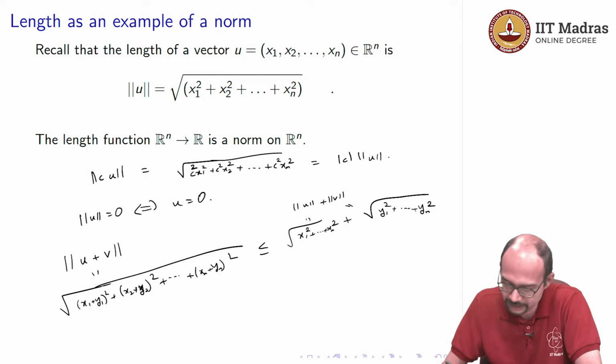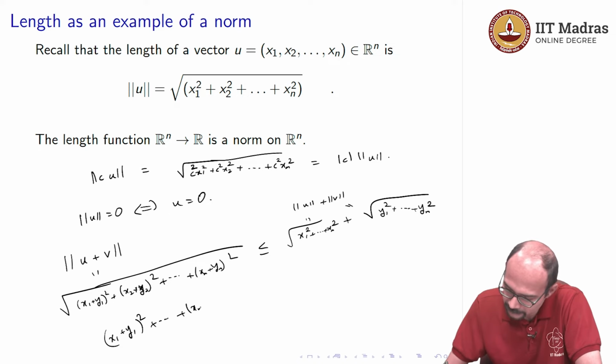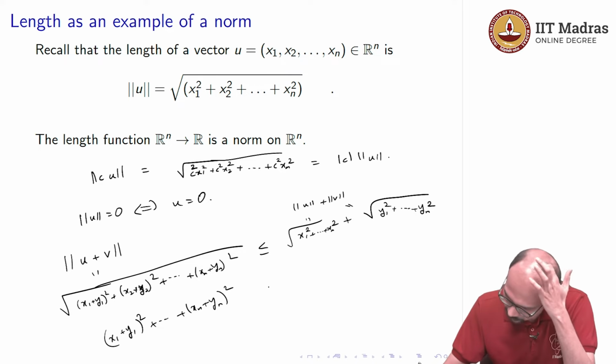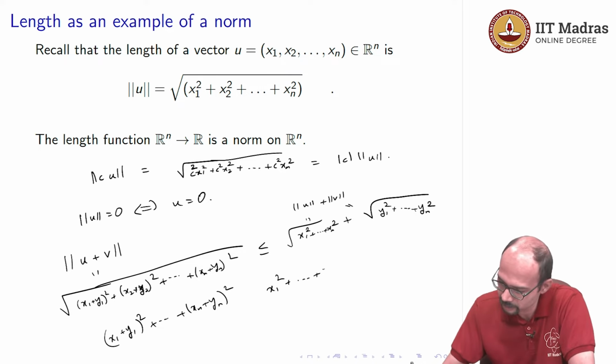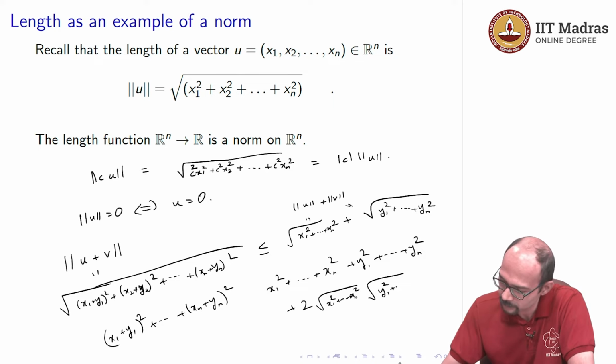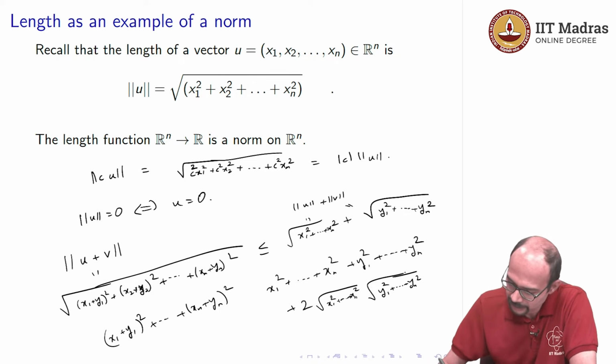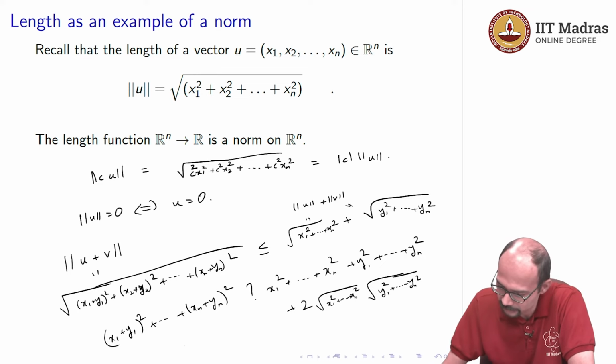So what you can do is you can square both sides. If you square both sides, you will get x1 plus y1 squared plus all the way up to xn plus yn squared. This side you get x1 squared plus all the way up to xn squared plus y1 squared all the way up to yn squared, and then plus 2 times this root, and then y1 squared plus all the way up to yn squared. So to compare these, you can expand the brackets. If you expand the brackets and you cancel off these square terms, you are going to have to compare 2 times x1 y1 plus 2 times x2 y2 plus 2 times xn yn with this side.